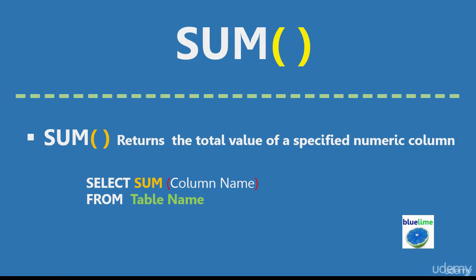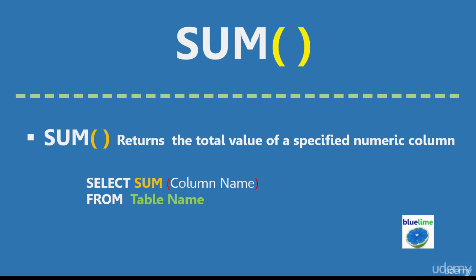In this lecture, we'll be looking at the sum aggregate function. The sum aggregate function is used to return the total value of a specified numeric column. So the column has to be numeric and it returns a cumulative value. That means it will add up all the numeric values in that column and output a single result.